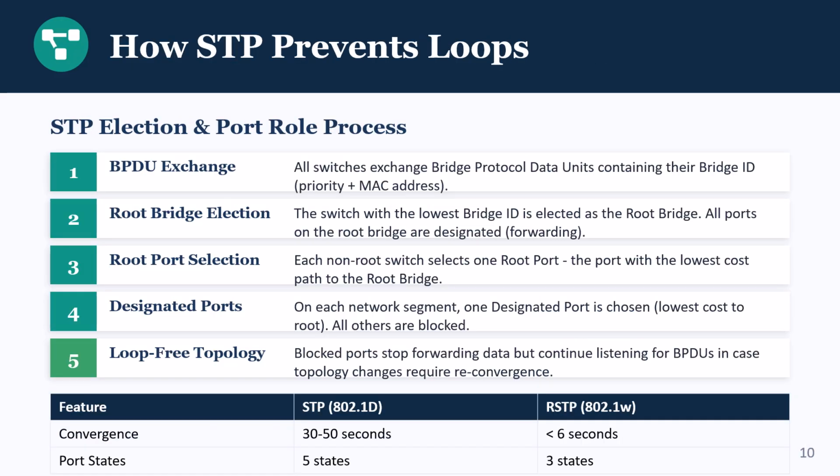STP works in 5 steps. Switches exchange BPDUs containing their bridge ID, priority plus MAC. The lowest bridge ID wins the root bridge election.